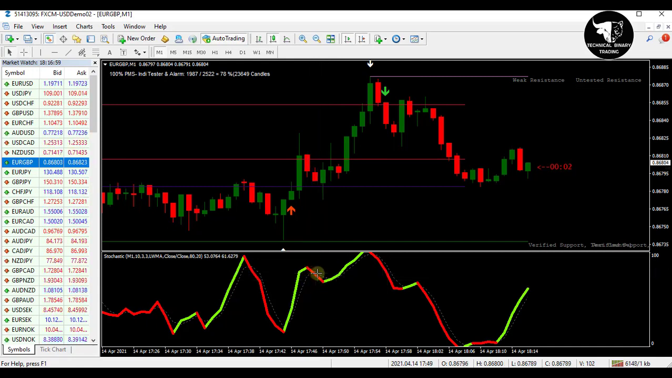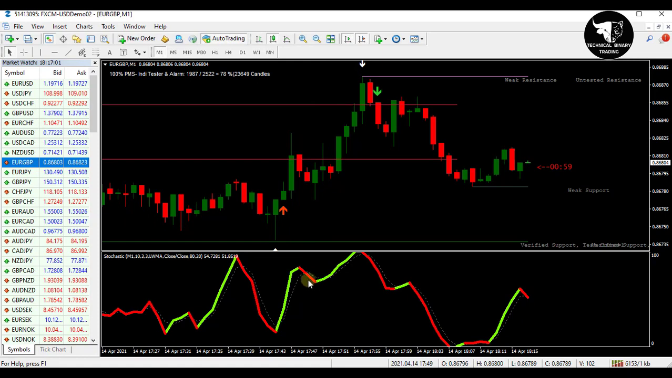Now let's look at the stochastic line indication. The green portion means that the trend is bullish, whereas the red line indicates that the trend is bearish.